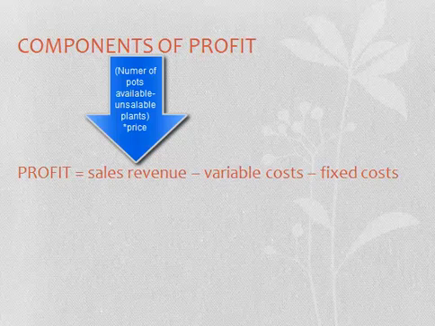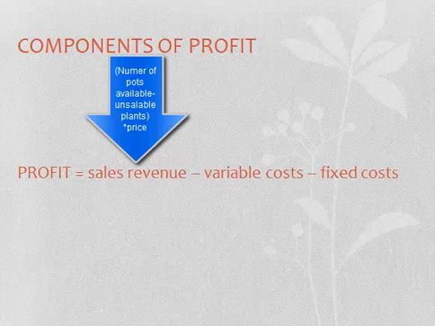So for instance, if you started out with 100 mum pots and 3 of them got broken, then you would multiply 97 by the price to get your sales revenue, the number that you sold times the price, to find out how much money you brought in.